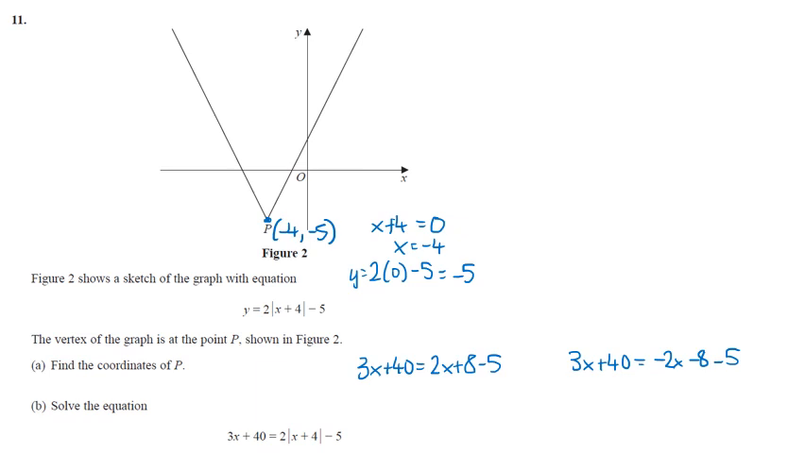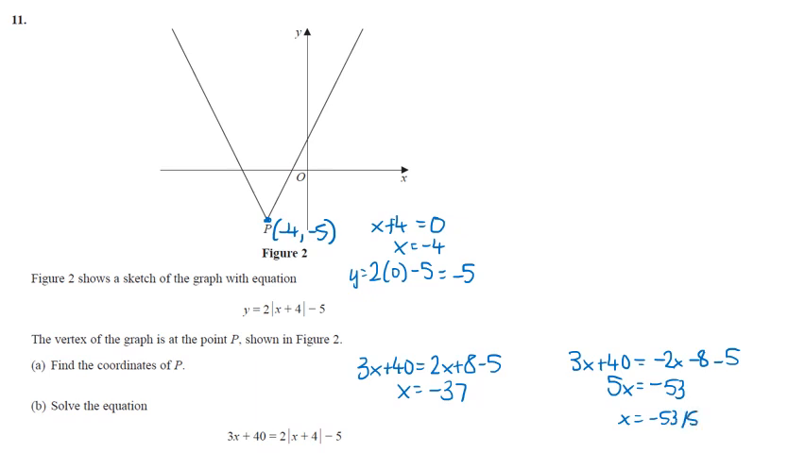On the left, if I move the 2x over, I get x is equal to 8 - 5, which is 3, minus 40 is -37. Or I get 5x is equal to -13 - 40, which is -53. So x is -53 over 5.